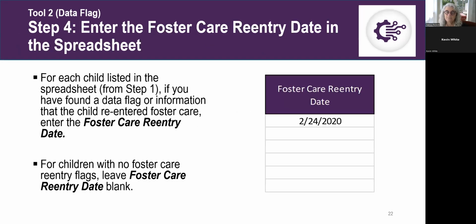The title of this slide is Step 4, Enter the foster care reentry date in the spreadsheet. For each child listed in the spreadsheet from Step 1, if there is information indicating that a child has re-entered foster care after their adoption or guardianship, this is a foster care reentry and should be recorded in the foster care reentry date column. For children with no foster care reentry date, leave the field blank. On the right-hand side of this slide, we have an image from the tracking spreadsheet. This image depicts a column titled Foster Care Reentry Date and example date inserted in the first row. Next.